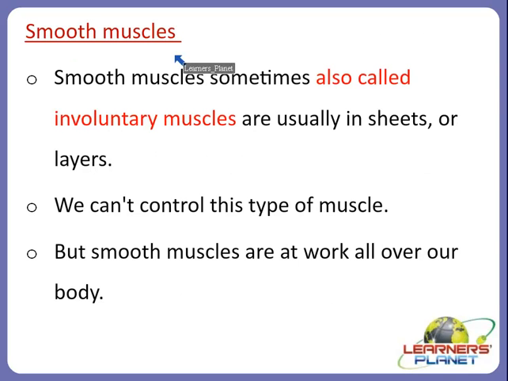The second type of muscles are the smooth muscles, right? Smooth muscles sometimes are also called the involuntary muscles, and they are usually present in sheets or layers, one beneath the other, right? We cannot control this type of muscle because these are the involuntary muscles. As we discussed, voluntary muscles are those muscles whose actions can be controlled by us, but involuntary muscles are those muscles whose actions cannot be controlled by us, right? So we cannot control this type of muscle.